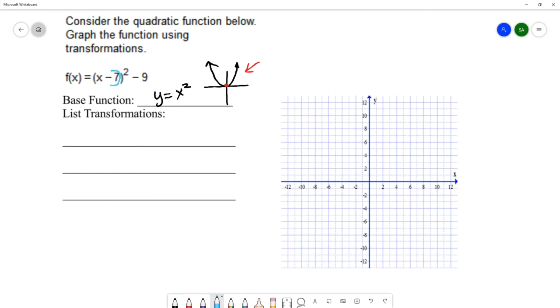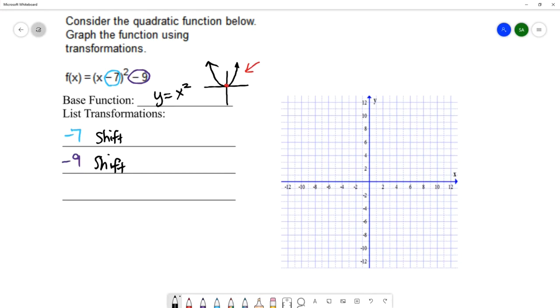We've got this minus 7 and minus 9. Maybe I should put those in different colors. So the minus 7 and minus 9, they are both in the category of shifts for this transformation. The reason why I know they're shifts is because shifts will happen whenever you add or subtract to your base function. So we have minus 7, that's subtracting, and minus 9, subtracting, and so I know that I have shifts.